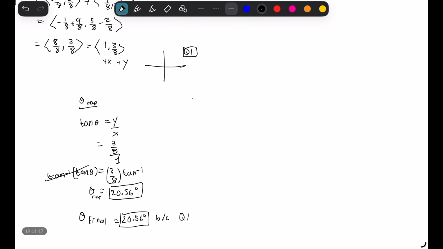What about our magnitude? This will be approximately 1.07. So that's for your magnitude.